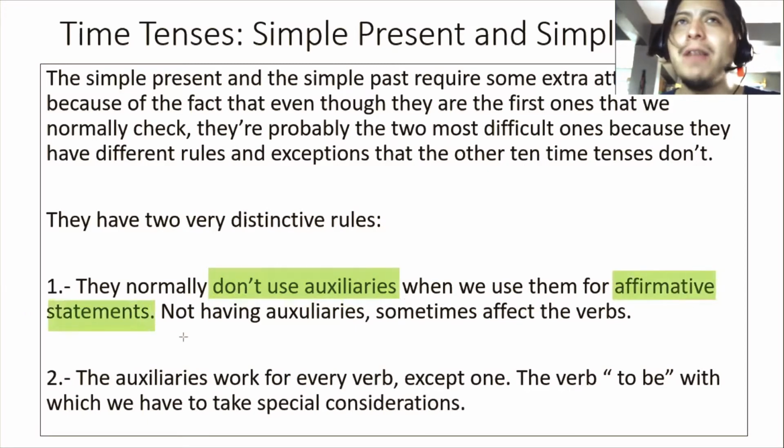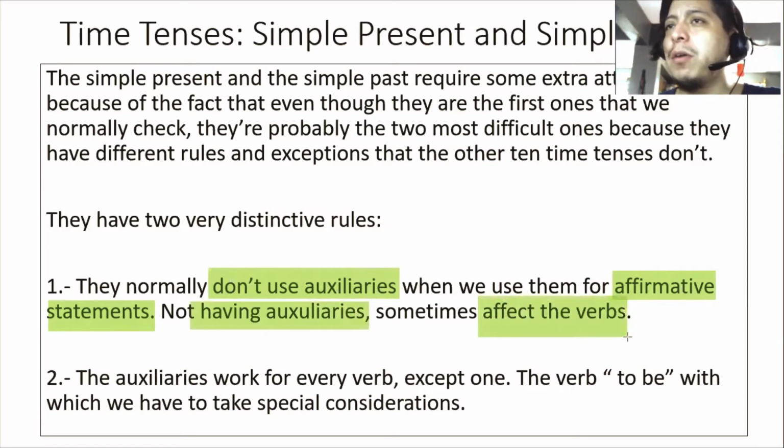When you're using the simple present and the simple past, and you're using an affirmative statement, you don't use the auxiliary. Yeah, if you don't have the auxiliary, not having the auxiliaries sometimes affects the verb. Yeah, if you don't have the auxiliary, the verb is going to have to change. So that makes it a little bit harder.